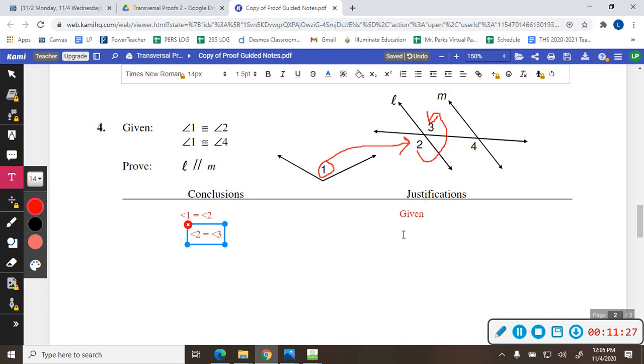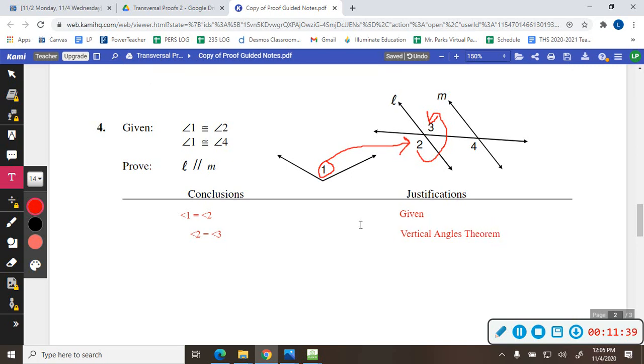How do I know that? And I have the theorems up on the board over there. That's by the vertical angles theorem. And the vertical angles theorem says if two angles are vertical angles, then they have equal measures.